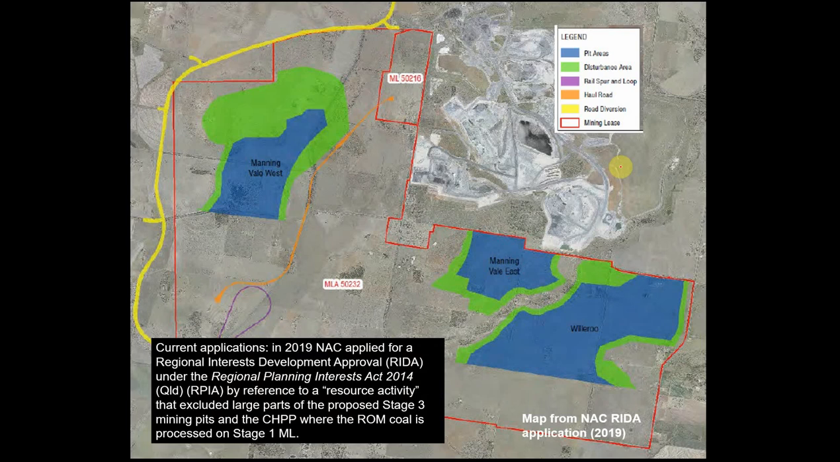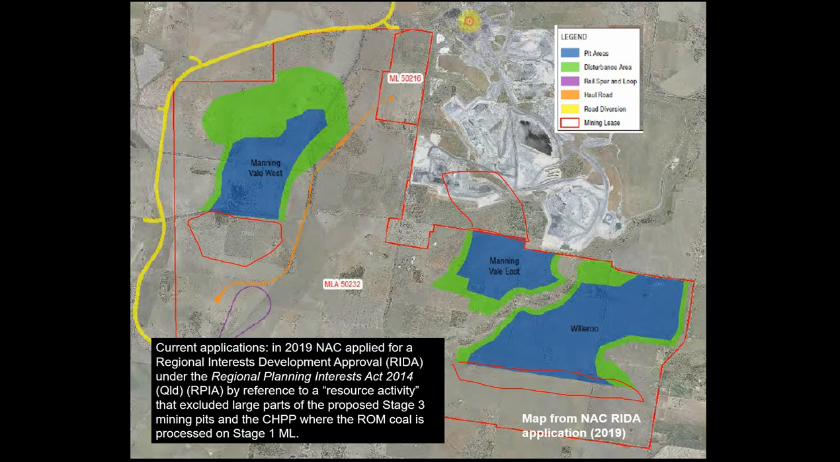I just wanted to mention that as part of the context, that the mining company has also lodged an application, lodged last year under the Regional Planning Interests Act. It's applied for a resource activity, which is pretty well the areas that are shown here. And it's done an interesting thing with the application, in that it's truncated what it's applied for again. So Manning Vale West Pit actually is larger than what it has applied for, and so is Willaroo. And Manning Vale East Pit, it hasn't included anything that's on the stage two land.